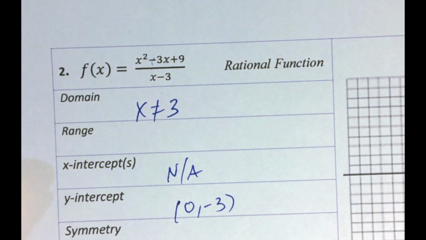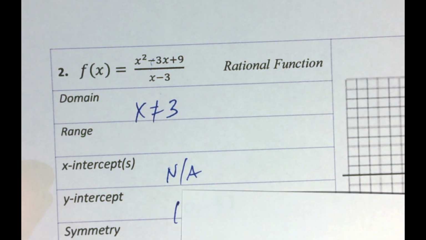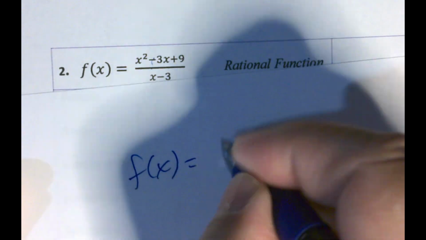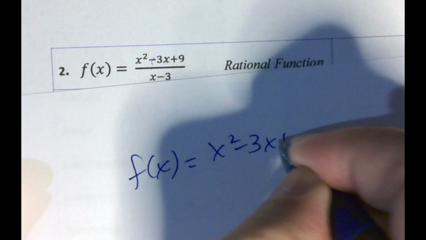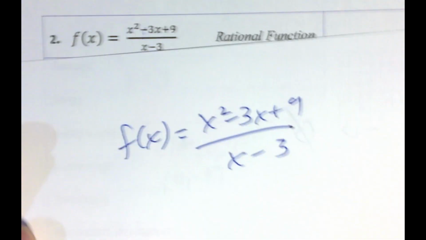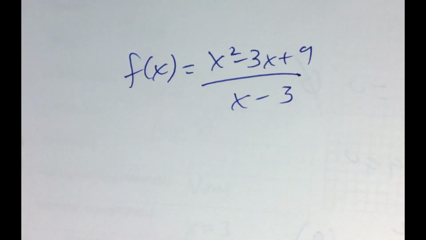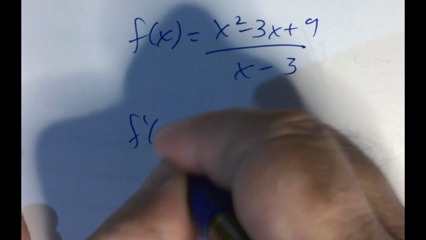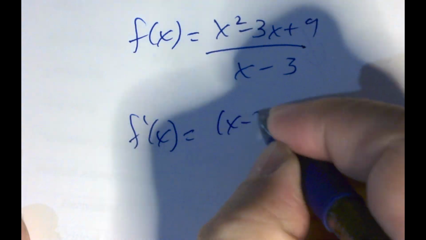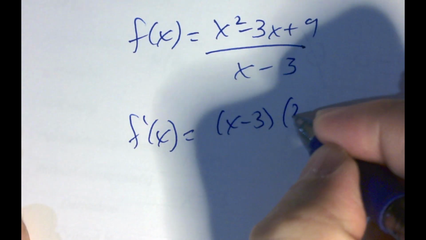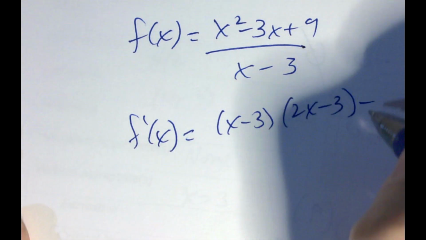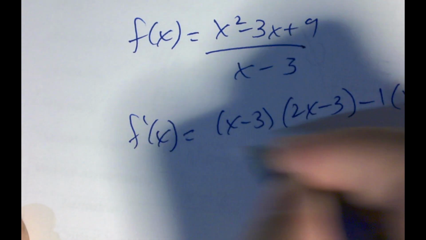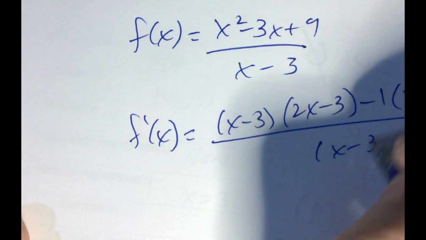You have to use a quotient rule for this one. So let's do that over here. Copying the problem first. f of x equals x squared minus 3x plus 9 over x minus 3. Alright, so we're going to apply the quotient rule here. Let's see if I can make this fit. Alright, so f prime of x equals, bring up the denominator, times the derivative of the numerator, minus derivative of the denominator, times the numerator, all over denominator squared. Okay.